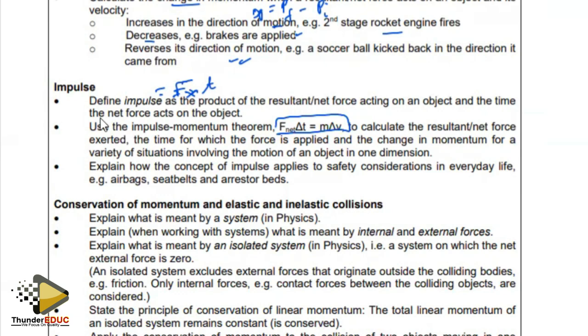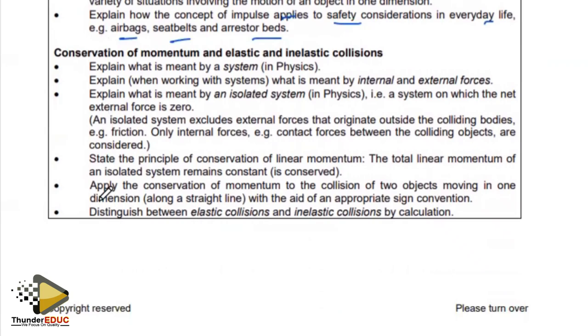Then explain the concept of impulse as it applies to safety considerations in everyday lives like airbags, seat belts, and arrestor beds. Then we have conservation of momentum. In this, you just need to explain or state the law of conservation of momentum. Then an isolated system, you just need to know it. You need to know what a system is, and then internal and external forces. That is basic that we need to know.